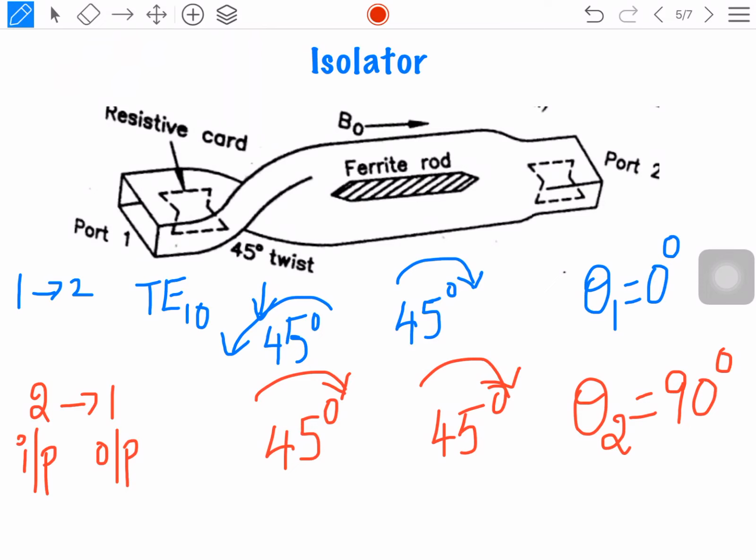Now, if I do not place the resistive card here, the wave will be reflected from one port to the other port, and this will lead to multiple reflections from both the ports, and transmission taking place in both directions. For an isolator, the typical forward transmission loss is less than 1 dB, and the reverse attenuation lies between 20 and 30 dB, and the bandwidth of operation is approximately 10%.